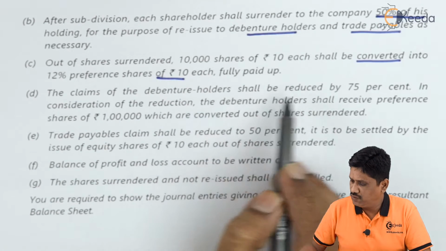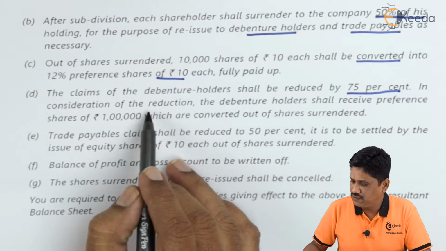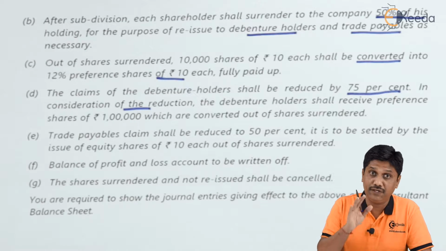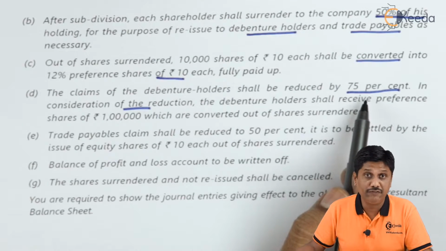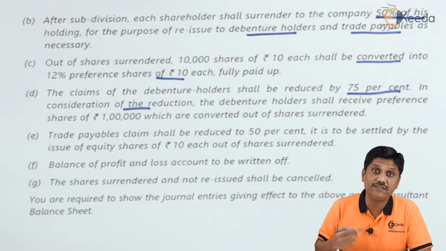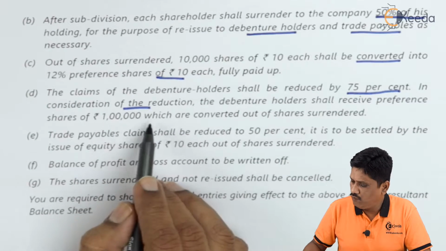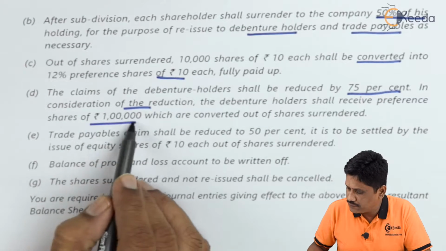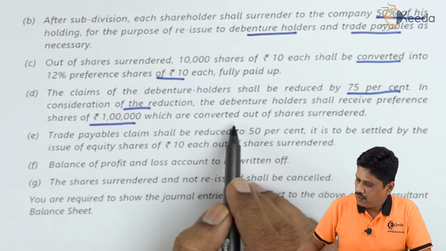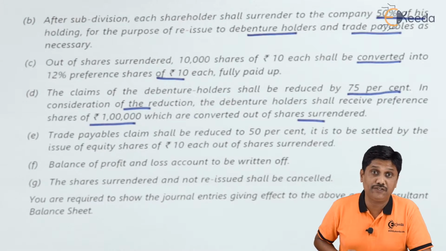The claims of debenture holder shall be reduced by 75%. In consideration of the reduction, they are saying they will reduce their claim by 75%. That means that amount will go to the capital reduction account. But in consideration of that, the debenture holder shall receive preference shares of rupees 1 lakh, which are converted out of the shares surrendered. So we are giving them preference shares of rupees 1 lakh to settle our debenture holder out of surrendered shares.